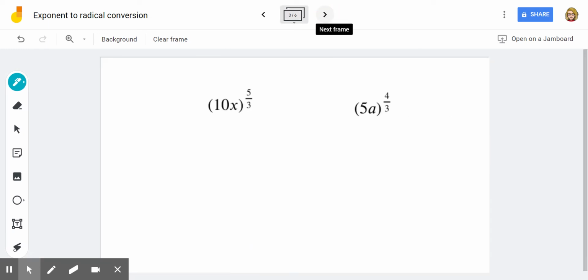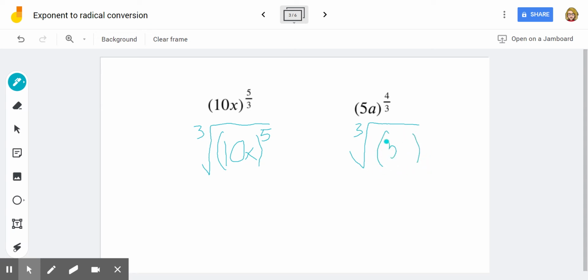Okay, let's try these examples. So our denominator becomes our index. So I'm going to write 3, 10x to the fifth. And on this one, our denominator is 3, so it becomes our index 3, 5a to the fourth.